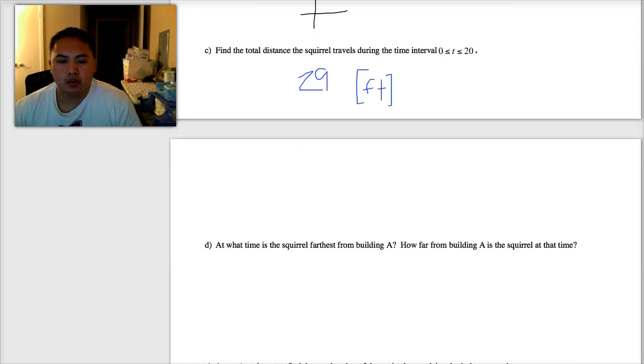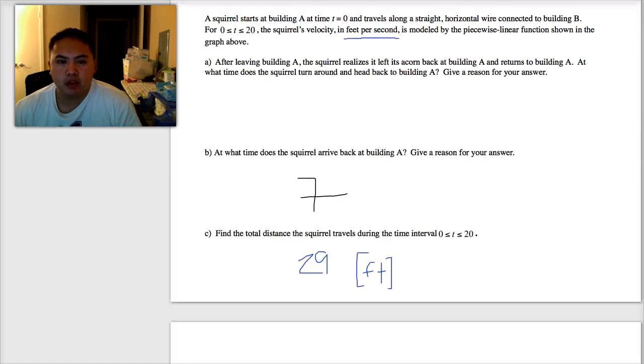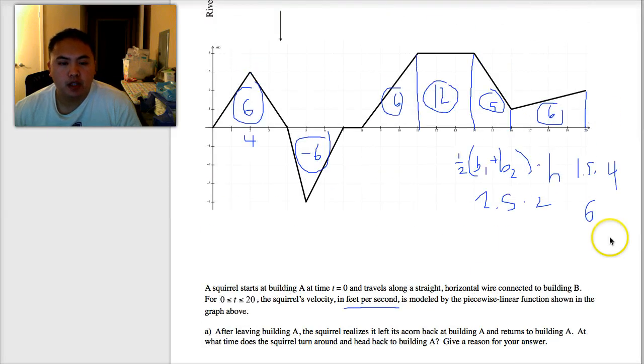Alright, more conceptual questions. D says, at what time is the squirrel farthest from building A? How far from building A is the squirrel at that time? Well, remember in our conceptual problem, he went far, like he went 6 feet, and then he came back 6 feet. And then he went up 6 feet.